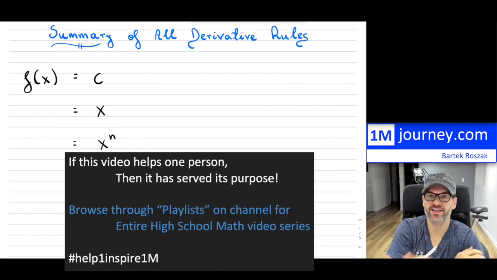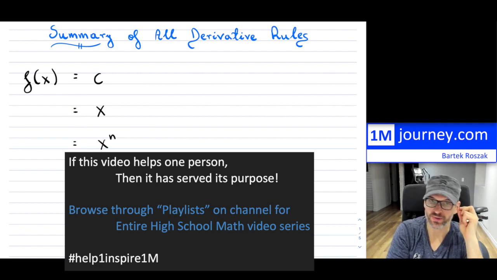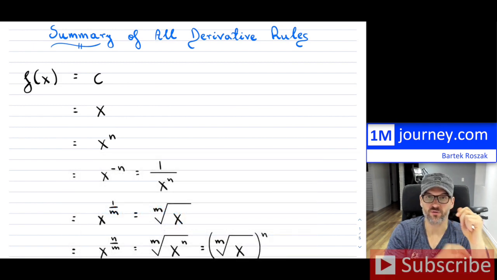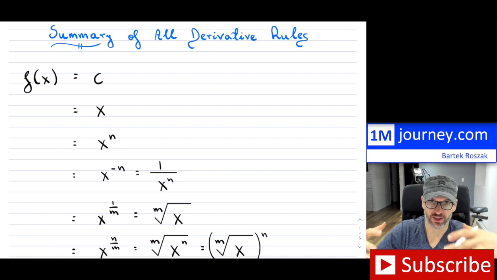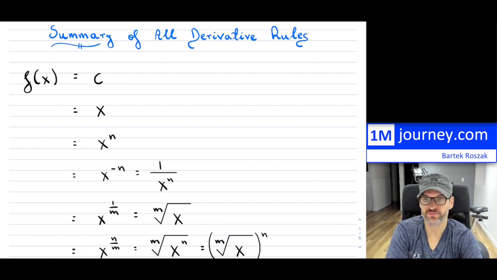So a summary of all the derivative rules. When you begin calculus, you're going to be talking about the various derivative rules for functions. And there's quite a few of them, especially in the beginning. So this is kind of the summary of pretty much one entire big chapter on derivatives.